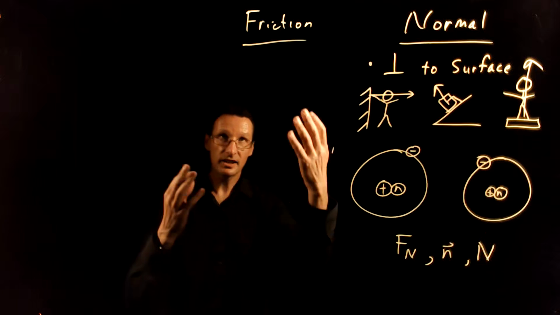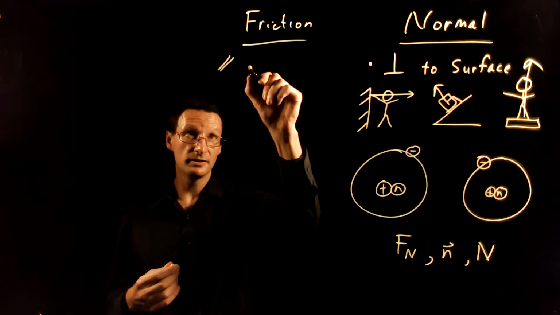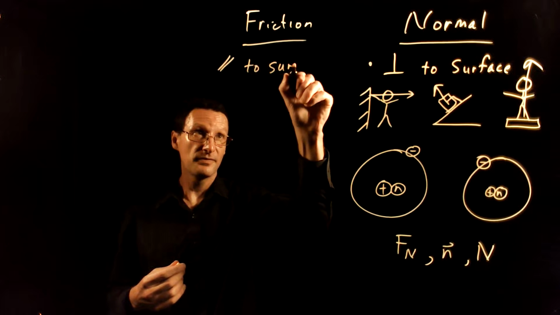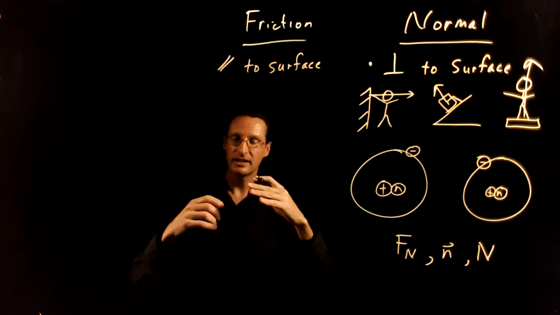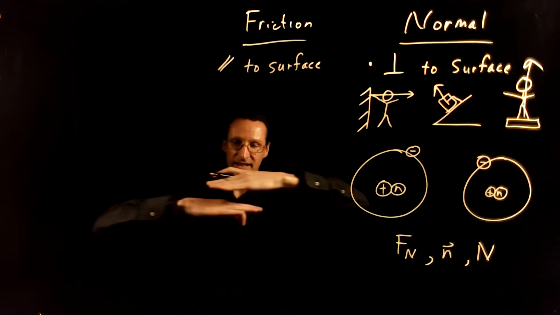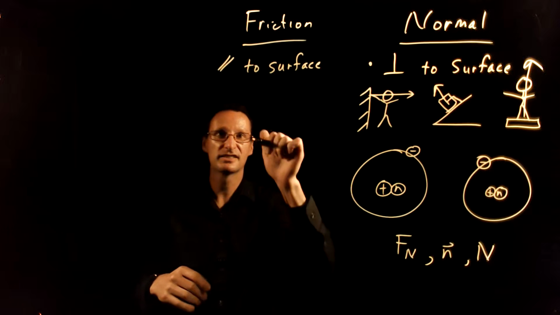Okay? Let's talk about friction. Friction, in contrast to normal, is parallel to the surface. And so what actually causes it to be parallel? Well, friction is what you get if you take a heavy box and you try and drag that box across the surface.